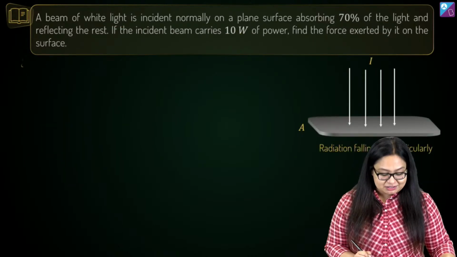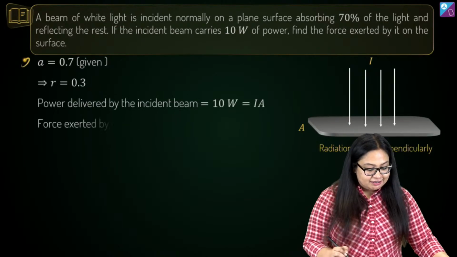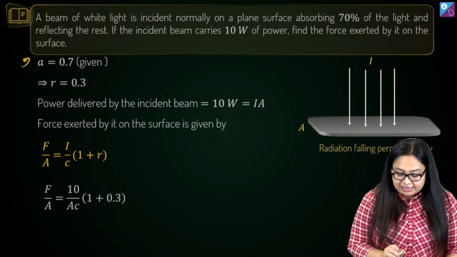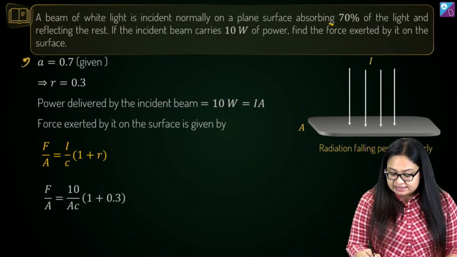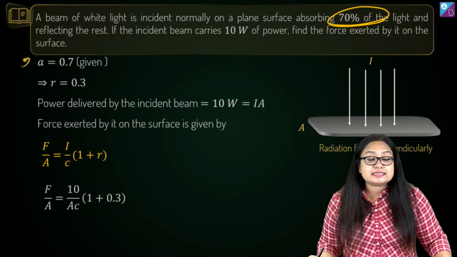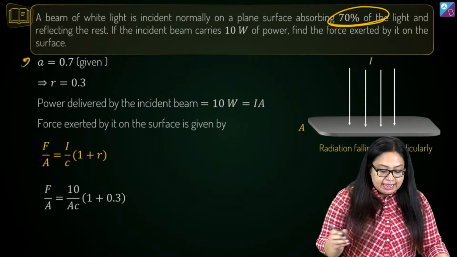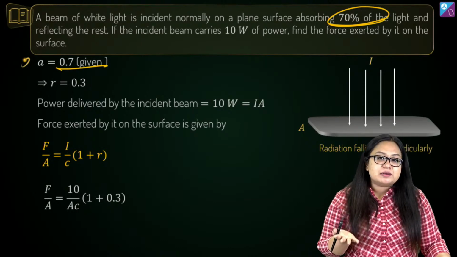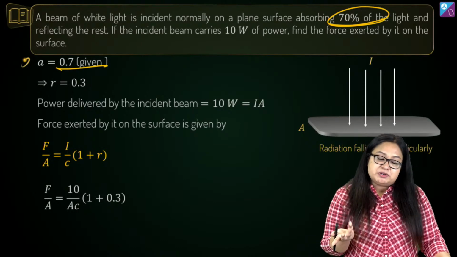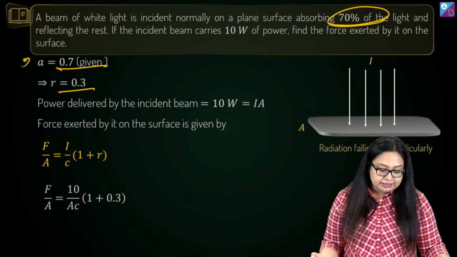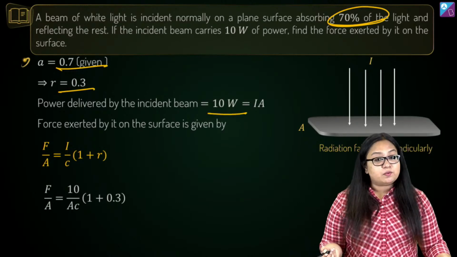Okay, let's go to the solution now. Here, you can see that a beam of white light is incident normally on a plane surface. 70% of the light is absorbed. That means A is equal to 0.7, right? So R becomes how much? 0.3. 30% gets reflected. R is 0.3. Power is given as 10 watt already.